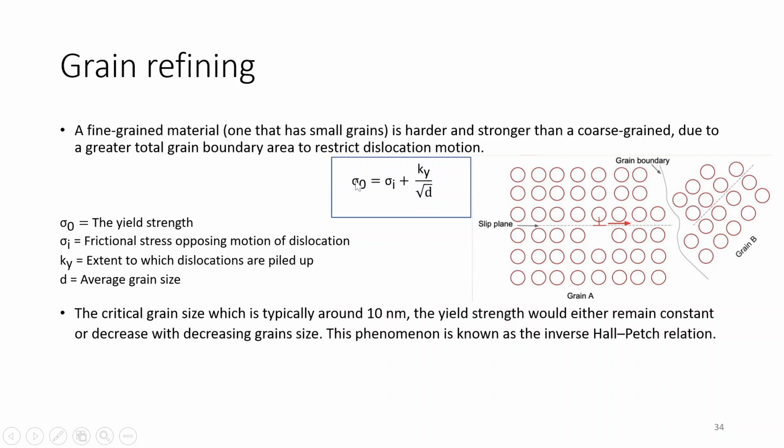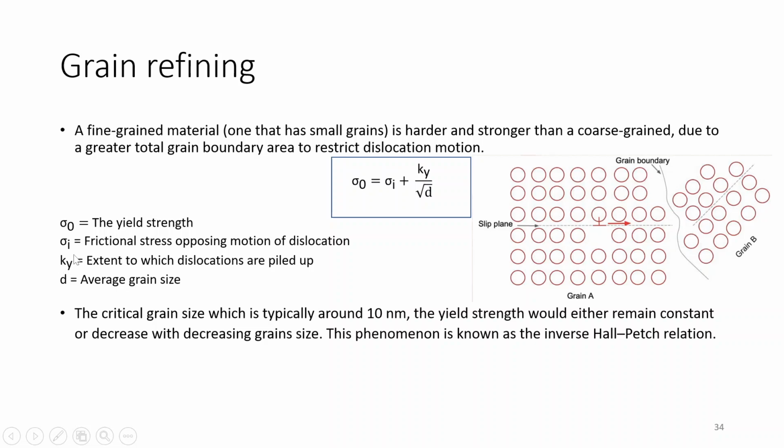Okay, and this Hall-Petch relation is given as sigma naught equals sigma i plus ky upon under root d. So here sigma naught will be your yield strength of the material. Sigma i will be your friction stress, which opposes the motion of dislocations. So this is the material quality.